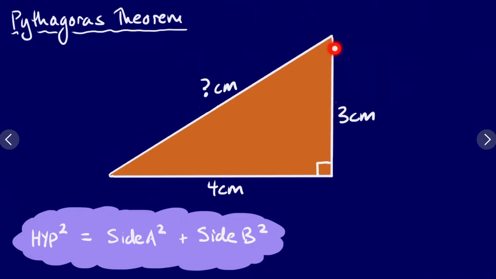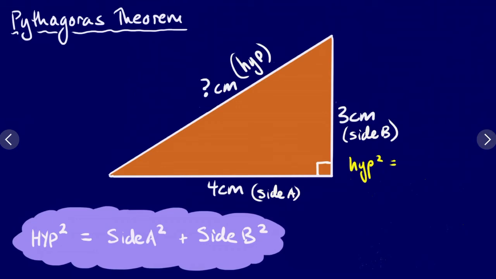I've got a right-angled triangle with 3 centimeter and 4 centimeter sides, and I'd like to calculate how long this hypotenuse is. So I'm going to use my formula, and it doesn't matter which one of these is side A and which is side B. I've just labeled the bottom one side A. So my formula says the hypotenuse squared is the same as side A squared plus side B squared, and that's where these numbers come from. For side A, I've taken the 4 and substituted it into here, and for side B, I've taken the 3 and substituted it into here.